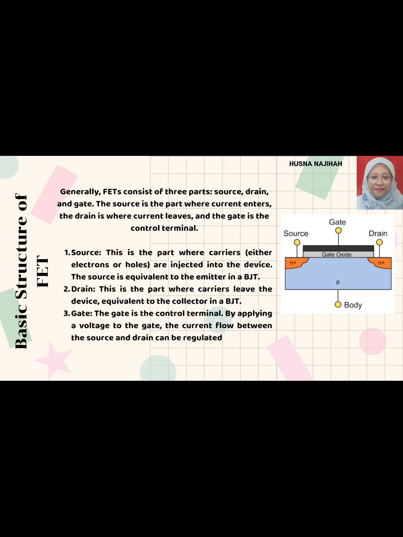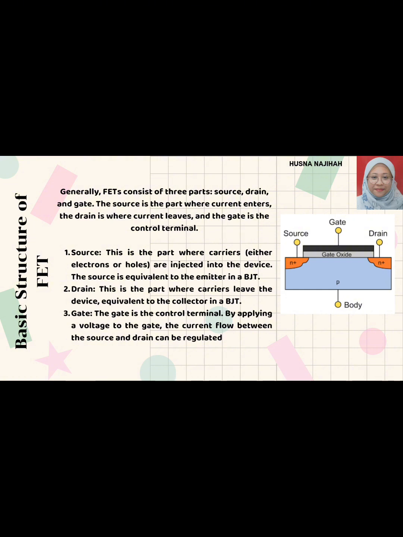Moving to the basic structure of FET. Generally, FET consists of three parts: source, drain, and gate. The source is the part where current enters, the drain is where current leaves, and the gate is the control terminal. The source is where carriers, electrons or holes, are injected into the device. The source is equivalent to the emitter in a BJT.